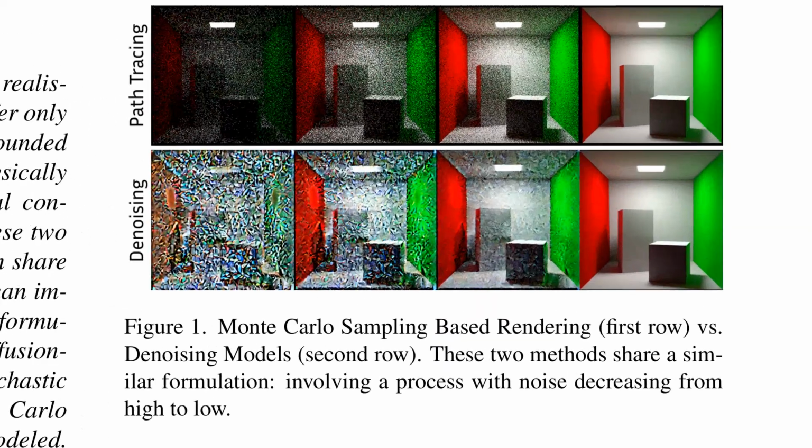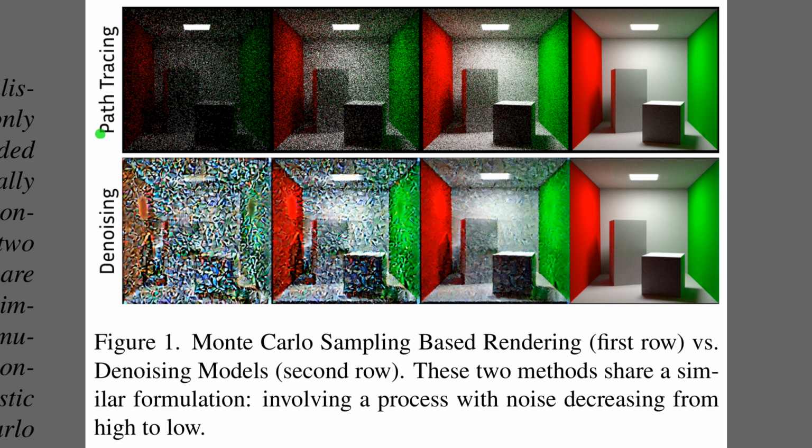So to visualize this connection, Figure 1 places the two paradigms side by side. The top row demonstrates Monte Carlo path tracing, where the process begins with a grainy, noisy estimate and gradually converges to a clean image as more light samples are computed. In parallel, the bottom row shows a diffusion model starting from random noise and refining it step by step into the same visual result. This shared evolution from noise to clarity is the key observation that allows the authors to link physical rendering directly to generative modeling.